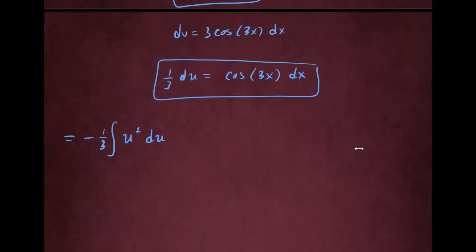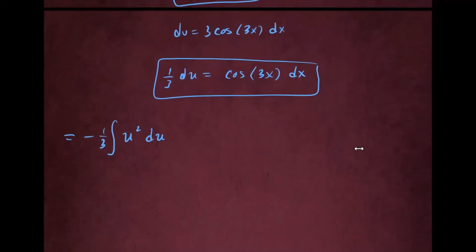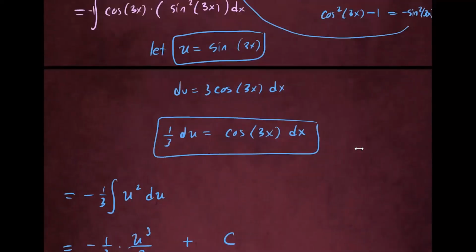Okay, now let's integrate. We know how to integrate u squared: you add 1 to the power, and the same power goes on the bottom. This is 1/3 times u to the 3 over 3 plus c, because it's indefinite, I think.